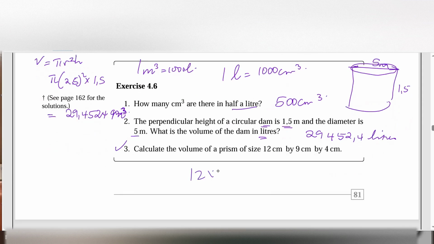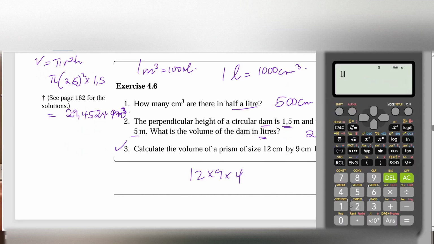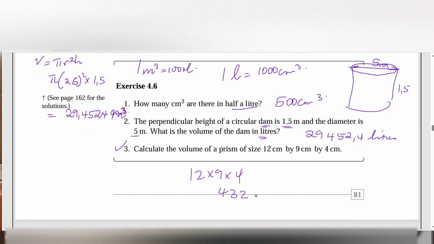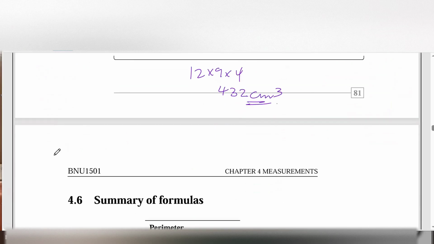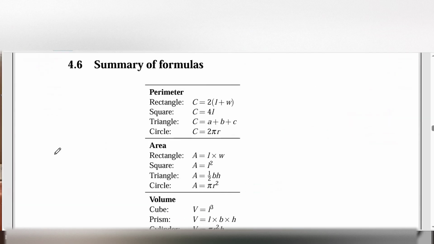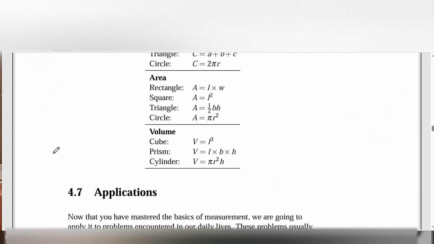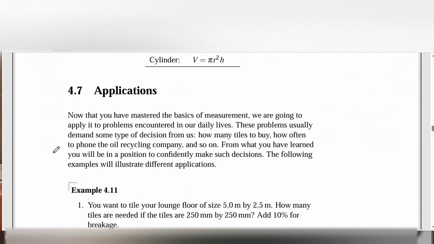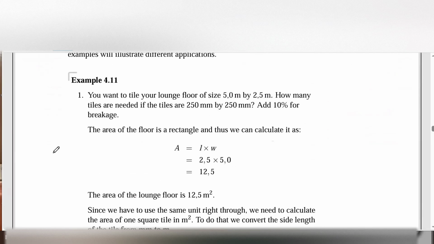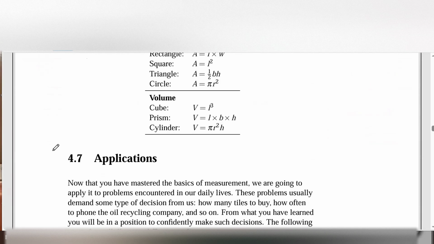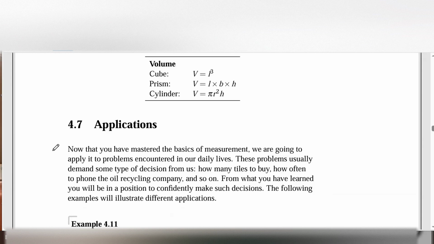Okay, so it's going to be 12 by 9 by 4. That gives me 432 centimeters cubed. All right, so that is how we would have gone about this. And then the summary of this unit, that is the formulas. And then the applications. Okay, let's look at some applications and then we close off this topic.